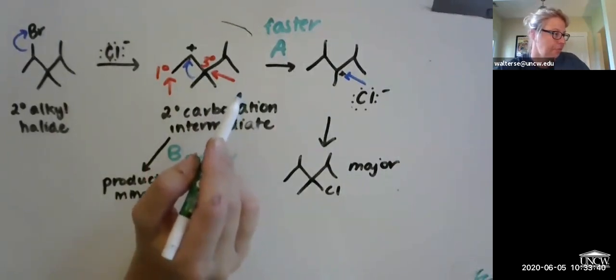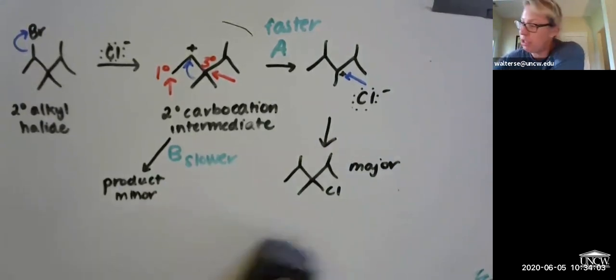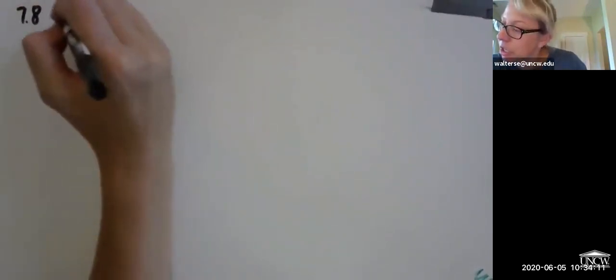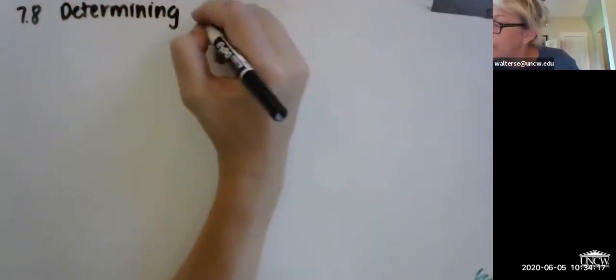Okay. Questions before we sort of summarize what we've done so far? Okay, this is great timing. So we're going to move now into 7.8, which is starting to think about determining which mechanism dominates.